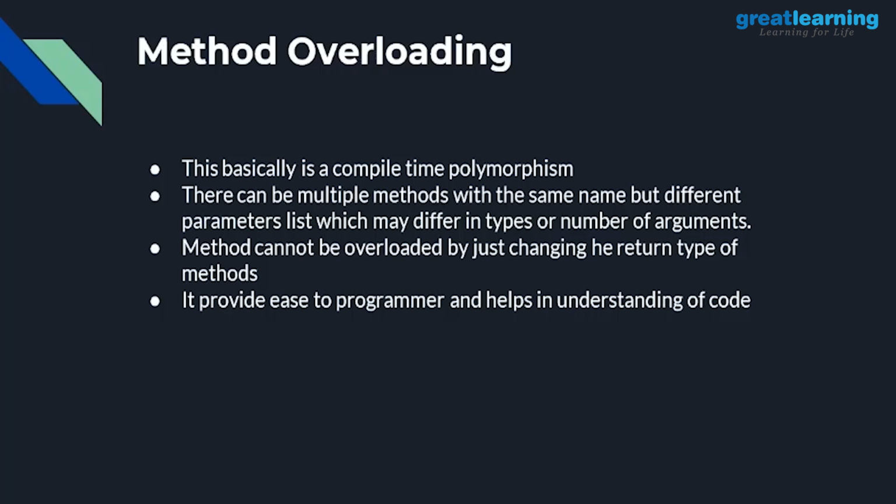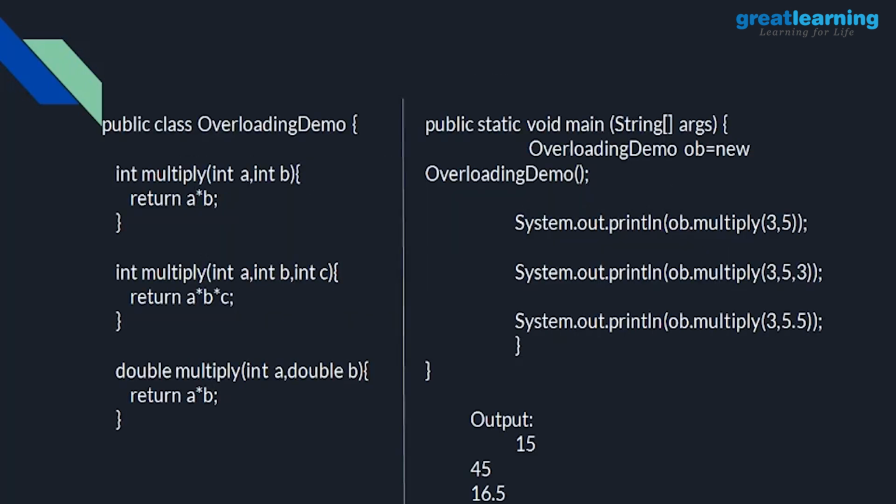Okay, cool, makes sense. It provides ease to the programmer and helps to understand the code, right? For example, let's say you want to add integers, add float type of numbers, add strings. So you are having the same name method, add, for all of them. Add integers, add float, add string. Makes sense? Now let's see the demo.